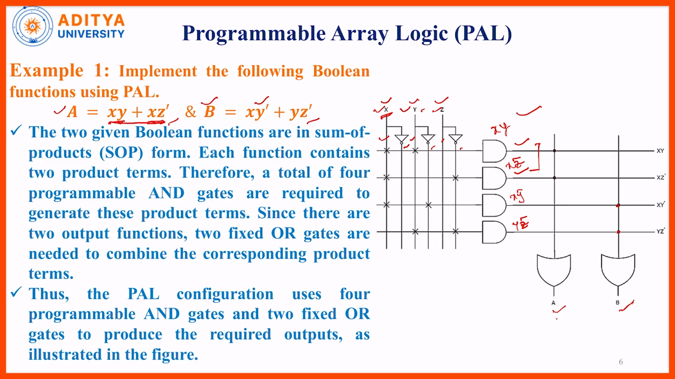That means we can get the final A and B terms by simplifying these 2 expressions with the help of this particular circuit. Thus, the PAL configuration uses 4 programmable AND gates and 2 fixed OR gates to produce the required output. So simply we can use this circuit.